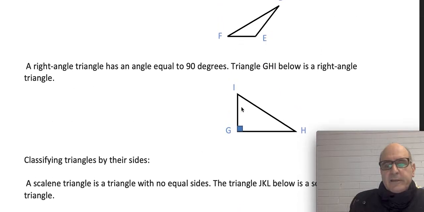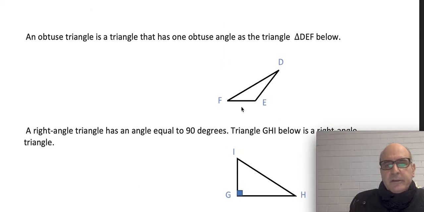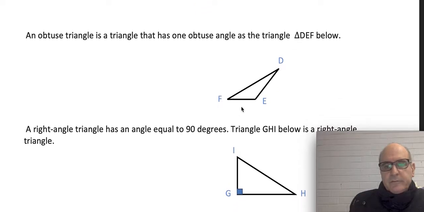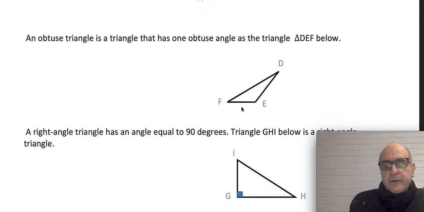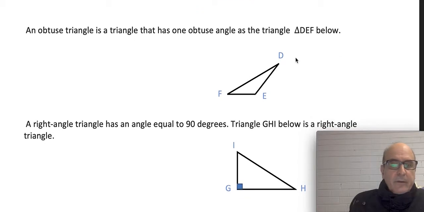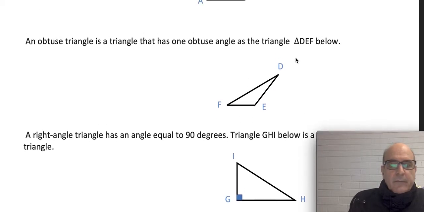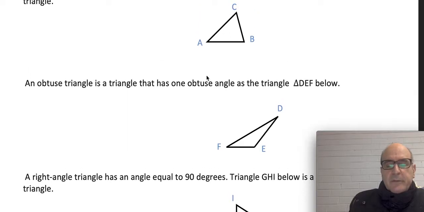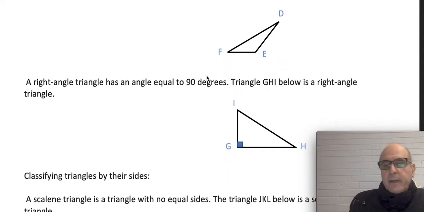That was classifying triangles based on their angles. This sign is also sometimes used to show the triangle. So this is triangle DEF, the triangle DEF. If we put that sign, we mean that we're talking about a triangle. So that is classifying triangles based on their angles.